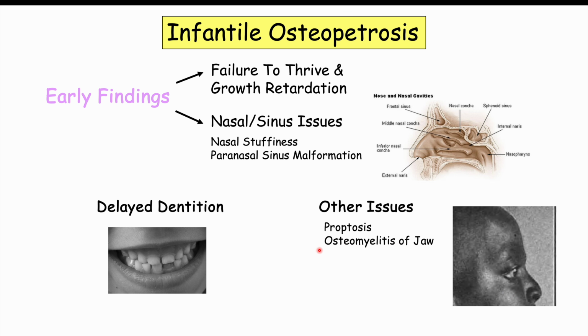And we can also see issues with osteomyelitis of the jaw. So osteomyelitis is an infection of the bone of the jaw. And this is due to impaired vascular supply in the jaw bone itself. Because, again, too much bony growth can start to impinge on blood supply in the jaw. This can lead to infection in the jaw. So that's something else that can also occur in these patients as well.